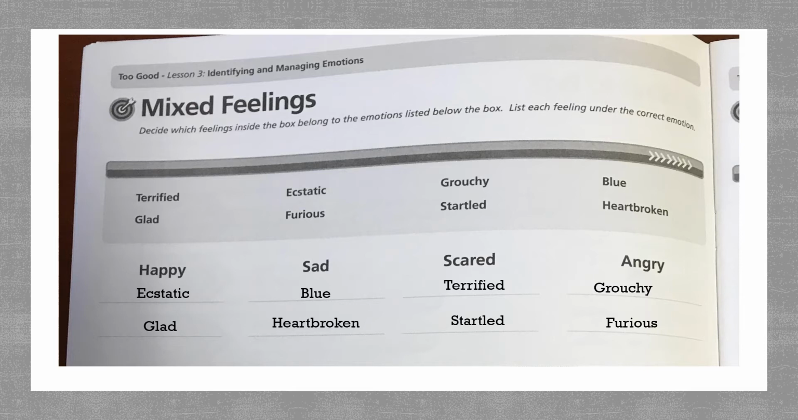So do you see the difference between how these emotions are sometimes more intense than other feeling words? So ecstatic is more intense than happy and glad. Blue is a little sad, but heartbroken, you're really sad. Under scared, terrified is extremely scared. Startled is a little scared. Grouchy is a little angry, but furious is extremely angry. So there's a difference between how intense these emotions are.